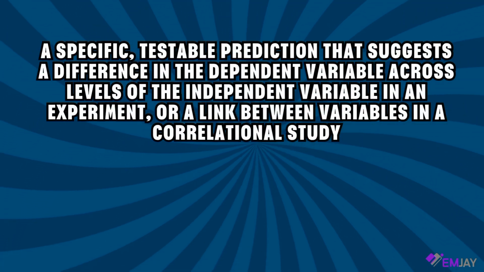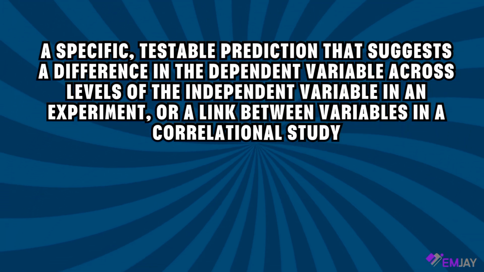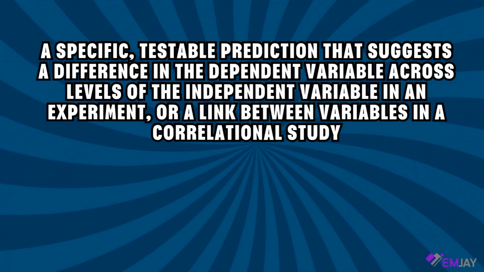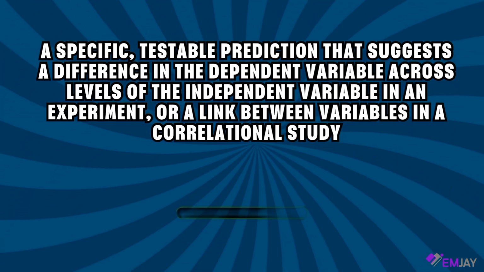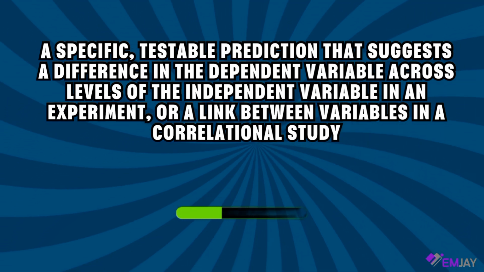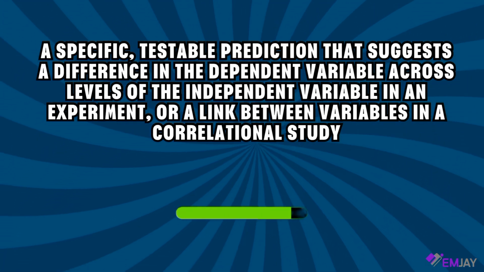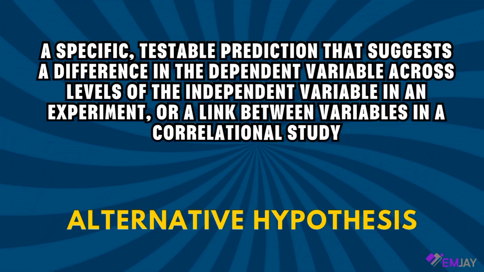Let's keep going. A specific, testable prediction that suggests a difference in the dependent variable across levels of the independent variable in an experiment, or a link between variables in a correlational study. And the correct answer is alternative hypothesis.